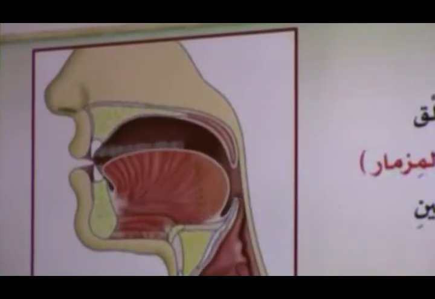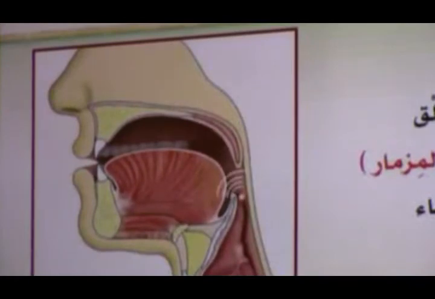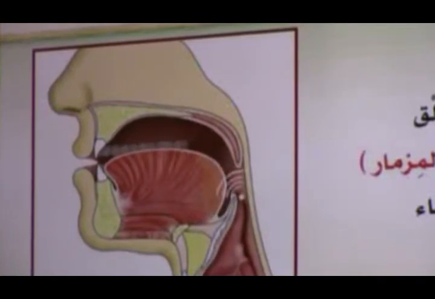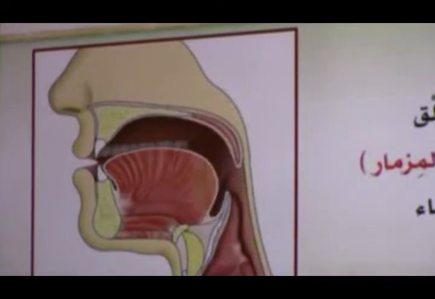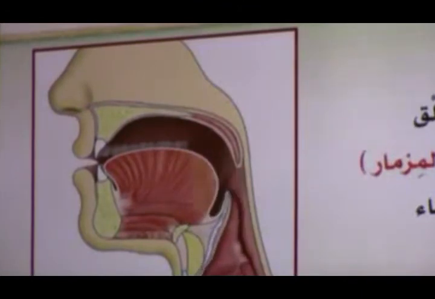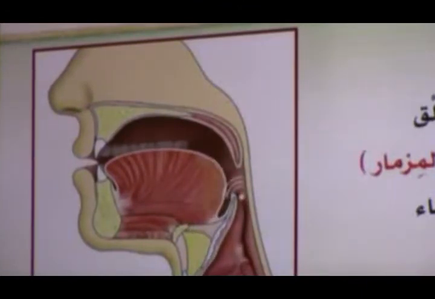The next picture. We see the makhraj of the letter Ha. Look at the Ha. Look at the epiglottis, same thing. What's the difference? Let's look here. The passage, what is it? Compared to the letter Ain, the passage is wider. Right? That's the Ha. See?